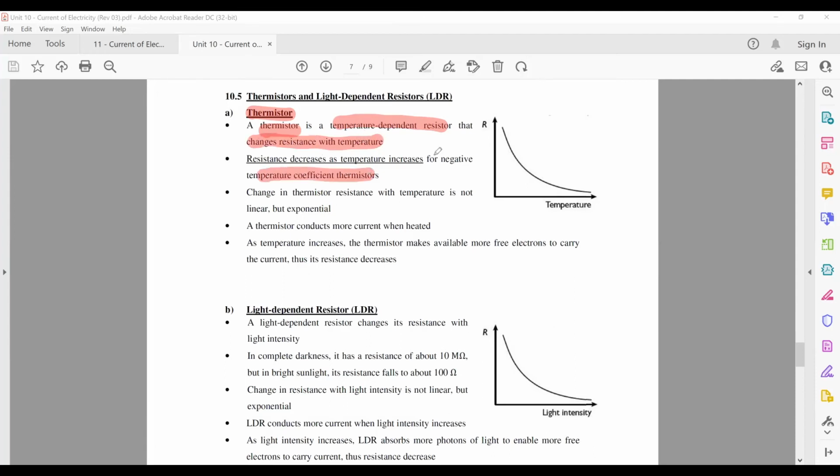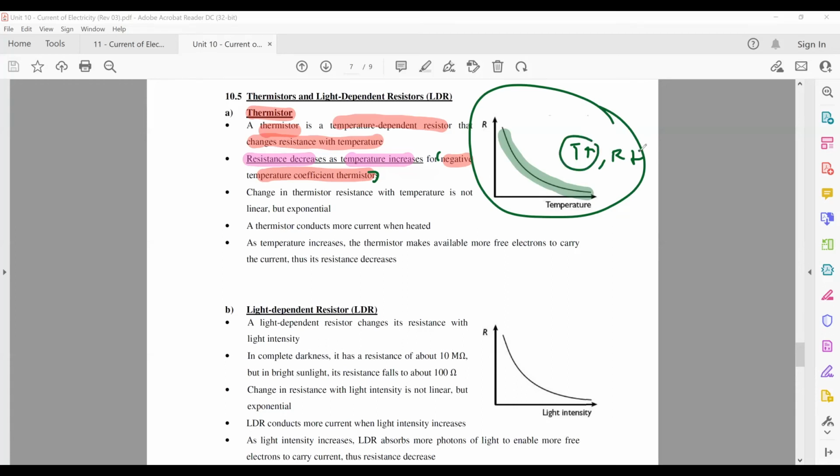Now, for a negative temperature coefficient thermistor, resistance decreases as temperature increases, which is why you get a graph shape that looks like this. You notice that as temperature increases, resistance drops. Your syllabus will only deal with negative temperature coefficient thermistors, meaning you only deal with graphs like this, where temperature increases, resistance drops. Now, change in thermistor resistance with temperature is not linear but exponential.